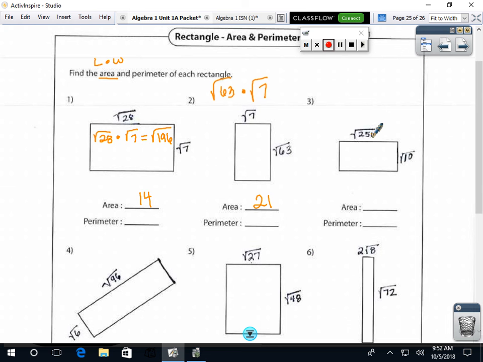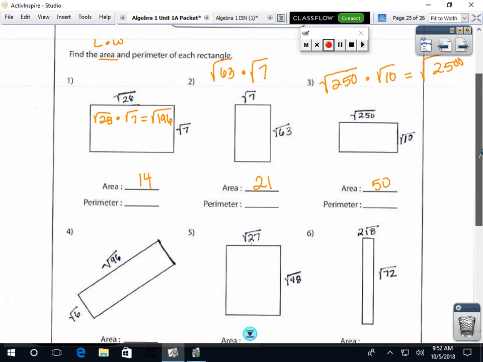All right, the next one. The length is the square root of 250. We're going to multiply by the width, which is the square root of 10. And that would be the square root of 2500. The square root of 2500 is 50, because it's a perfect square. But remember, if you get a test question that's not a perfect square, at this point you would factor tree it and write your simplified answer for the area.